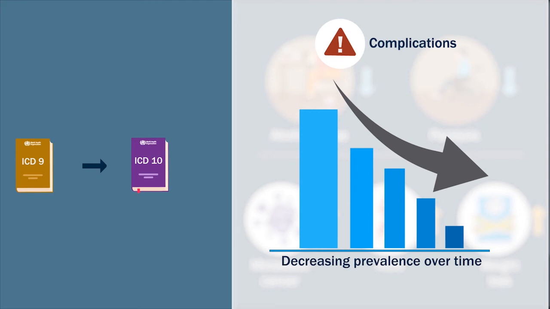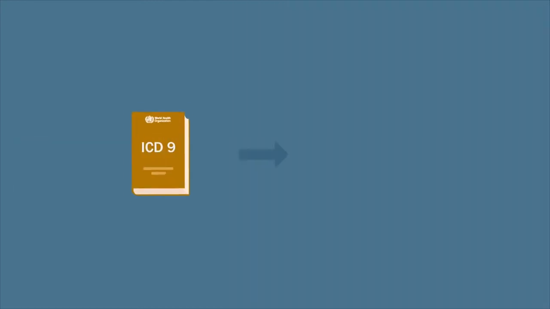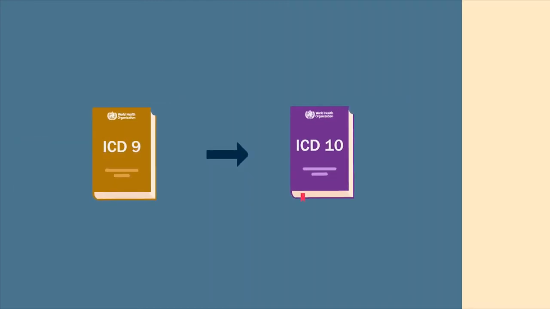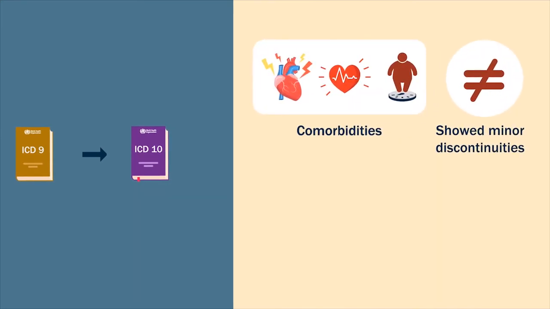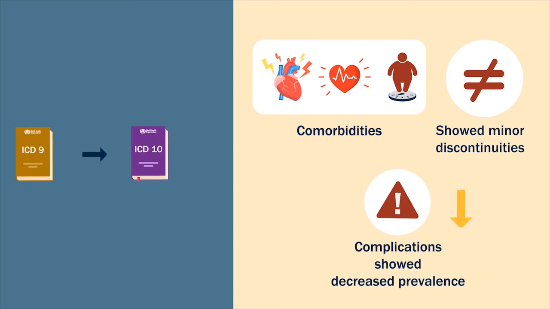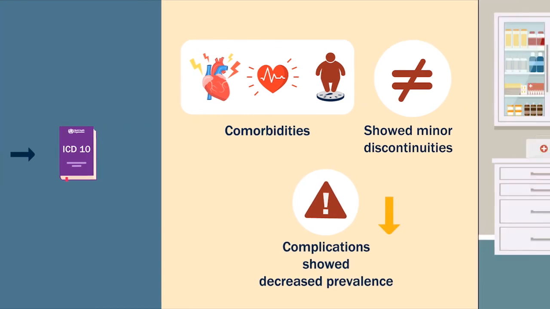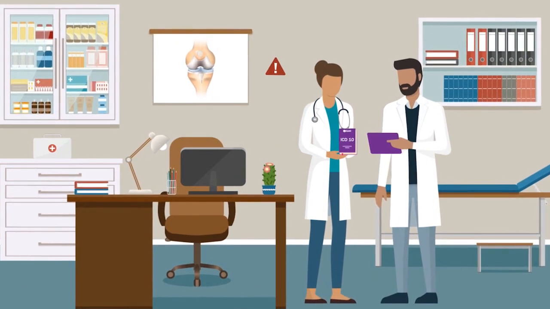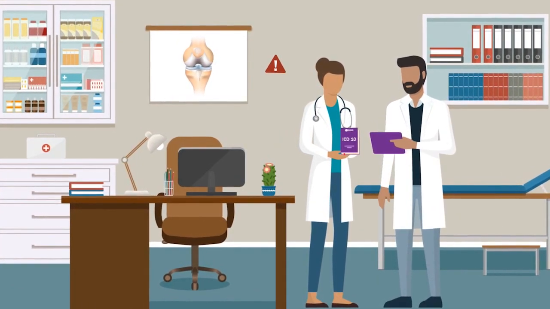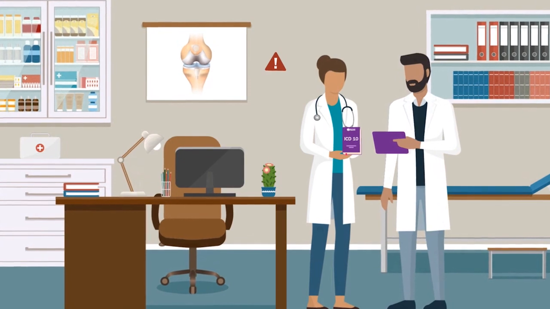This study shows that after the transition from ICD-9 to ICD-10, most comorbidities showed minor discontinuities, and complications showed decreased prevalence. Therefore, these findings suggest caution while using ICD coding when conducting joint replacement studies that include transition periods.